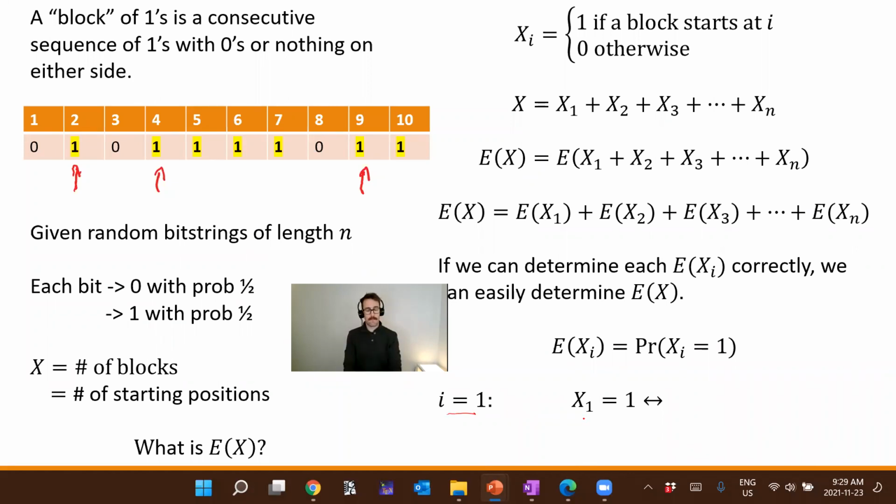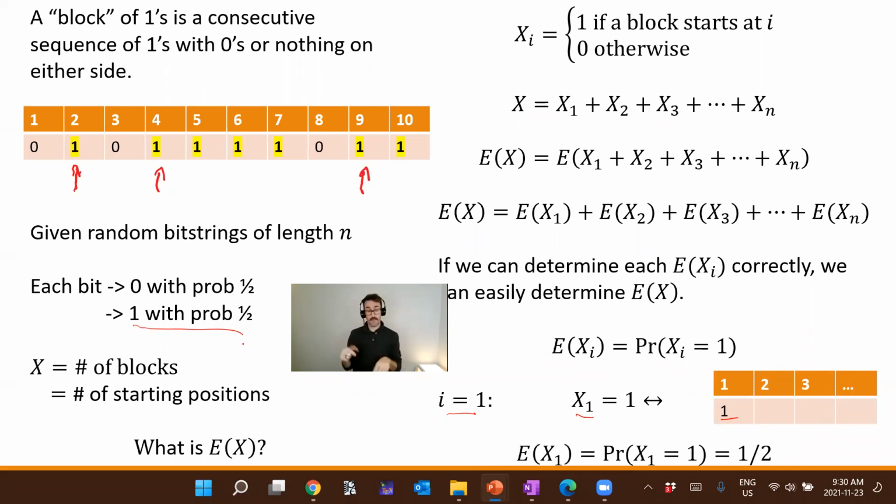For i equal to 1, well, x1 is equal to 1 if and only if the first location is 1, right? It doesn't matter what comes after. It could be a 0 here, it could be a 1. But in either case, this is the start of a new block. So now we only have one location to determine the value of this random variable. Of course, this is 1 with probability 1/2. So E of x1 is equal to 1/2.